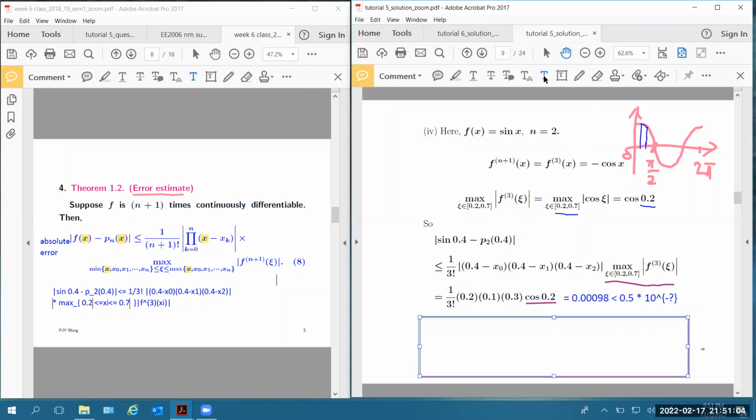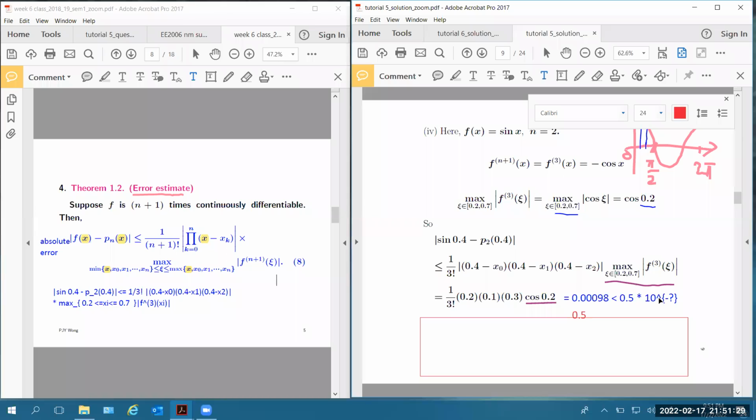Actually, here you want it to be less than, and behind it should be a 5, right? So maybe I change to a red color. Remember, you want to put a 5 behind. If I put a 5 here, that means less than 0.5 times 10 to the power of 0. Do you think it's good? No, too loose. You want it to be as tight as possible, so you are trying to put your 5 as late as possible. So maybe you put 0 here.